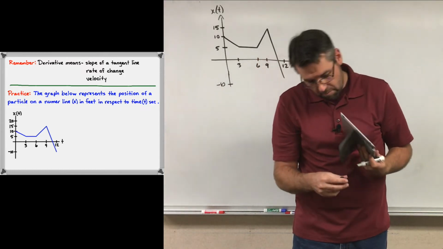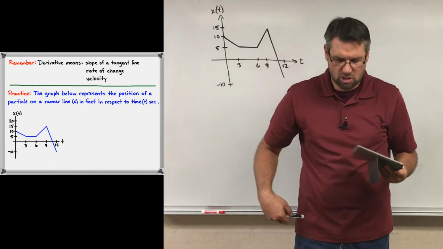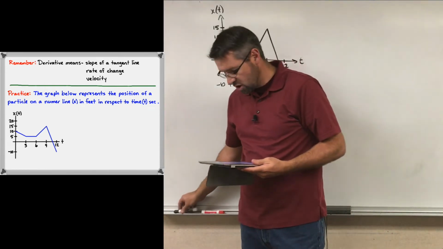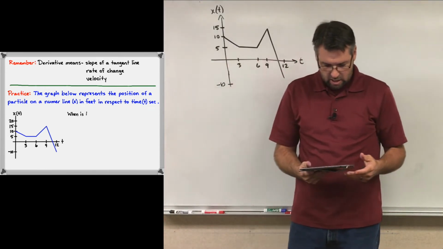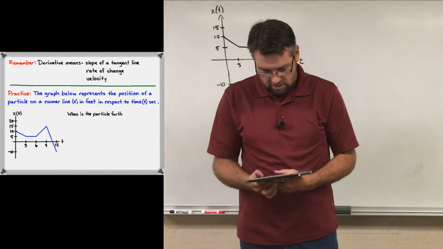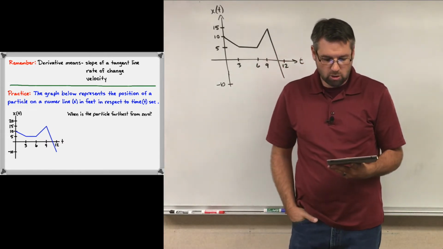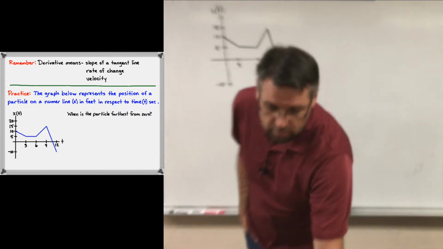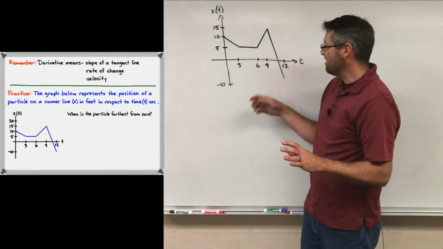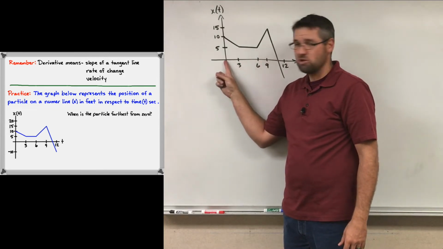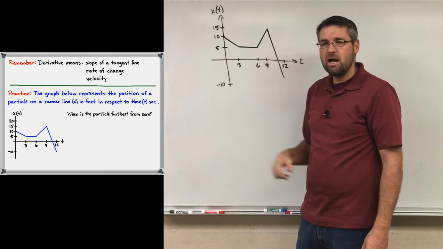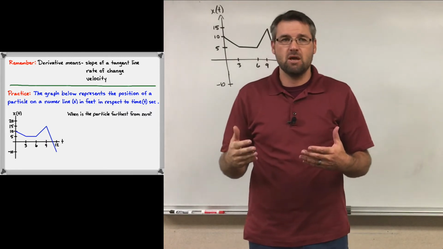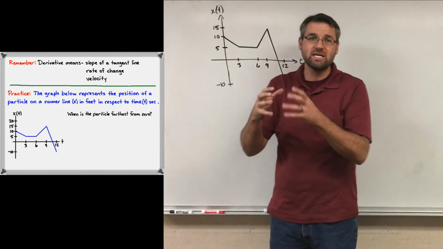Now I can ask a bunch of different questions, and we're going to just talk about how to interpret the graph in the context of position versus time. Okay, when is the particle furthest from 0? When I say furthest from 0, I don't mean furthest from this origin on this axis. I mean, when is it furthest away from what we consider home base.